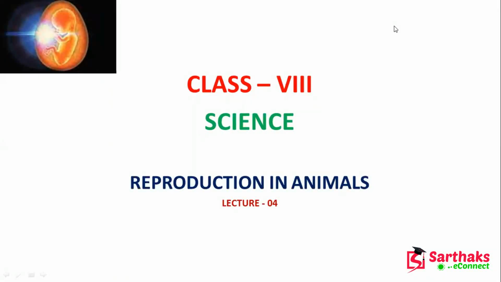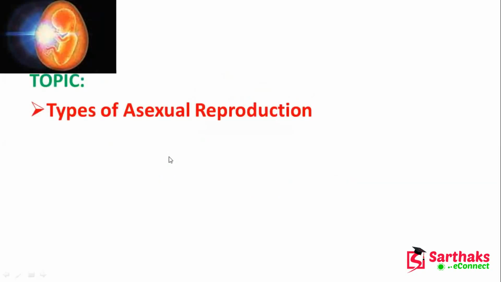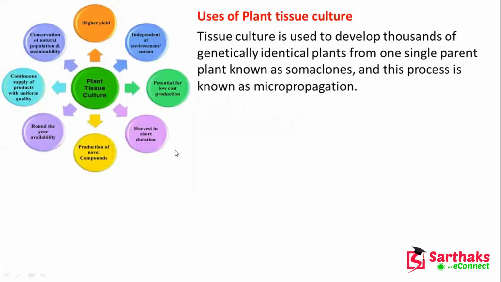Hello, students. In the reproduction in animals chapter, in this lecture, we will discuss the types of asexual reproduction. A lot of types we have already discussed, and one or two are left. So that we'll discuss. After that, we'll go for human sexual reproduction. Here, the use of plant tissue culture that we were discussing in our last lecture.